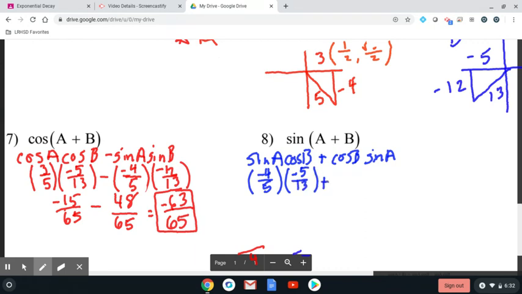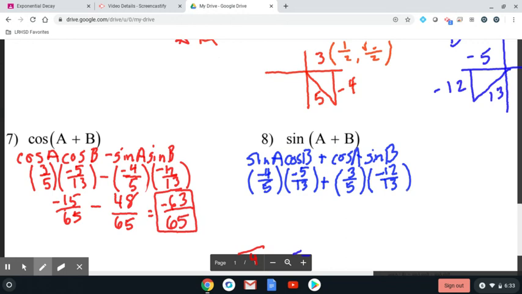Oh my gosh, I'm sorry, guys. This is not cosine of b, and this is not sine of a. This should be cosine of a and sine of b. Sorry about that. All right, so cosine of a, if we look at our red triangle, is going to give us x over r, so we end up getting a 3 over 5. And then sine of b is y over r, so we get a negative 12 over 13.